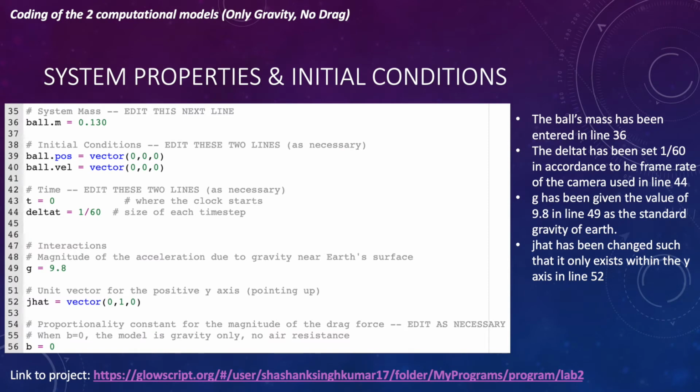The following is the coding for the first computational model of only gravity and no drag. The following are the system properties and initial conditions. The ball mass has been entered in line 36. Delta T has been set at 1 by 60 in accordance with the frame rate of the camera used, in line 44. G has been given the value of 9.8 in line 49. J hat has been changed such that it only exists within the y-axis in line 52.